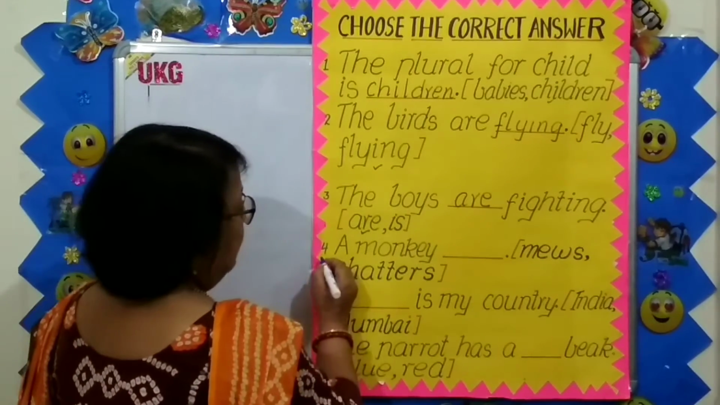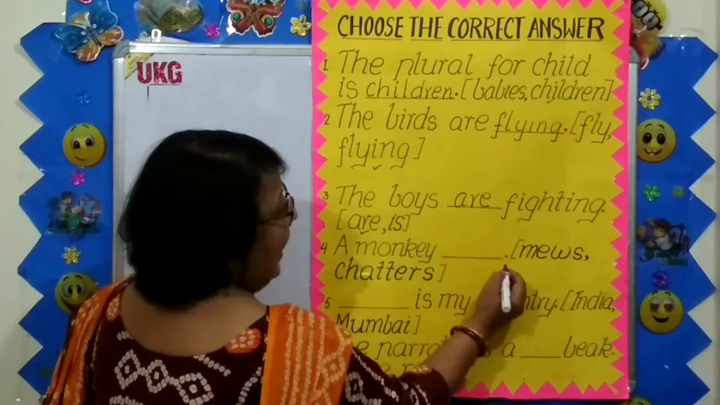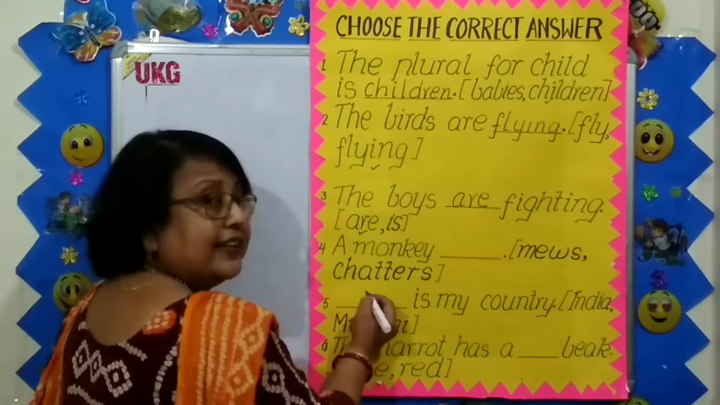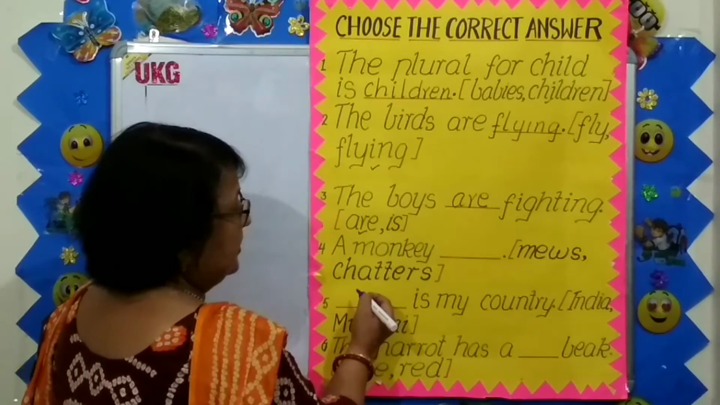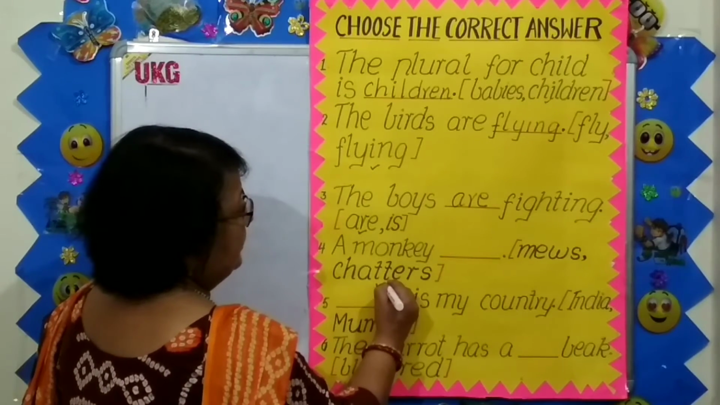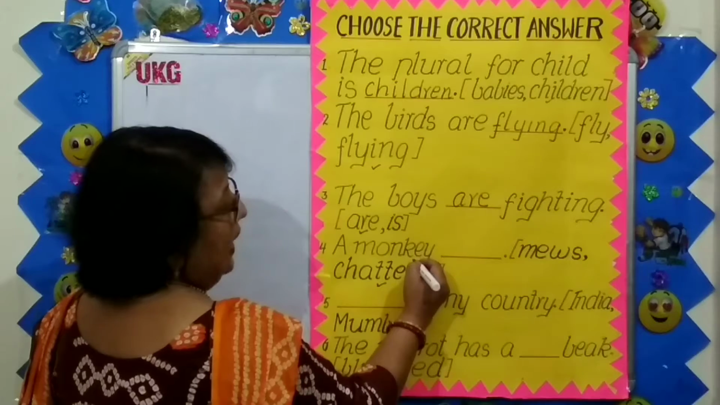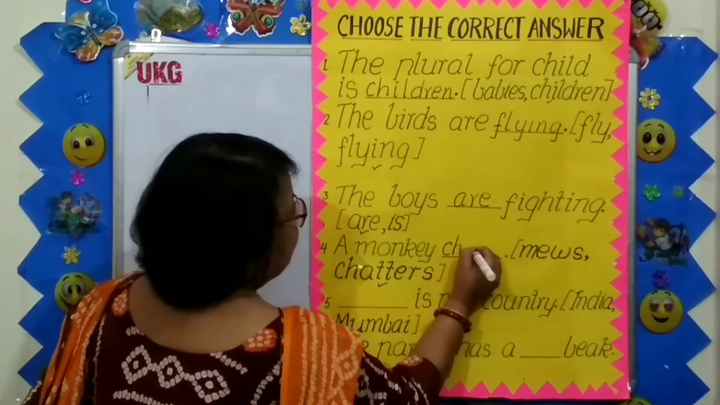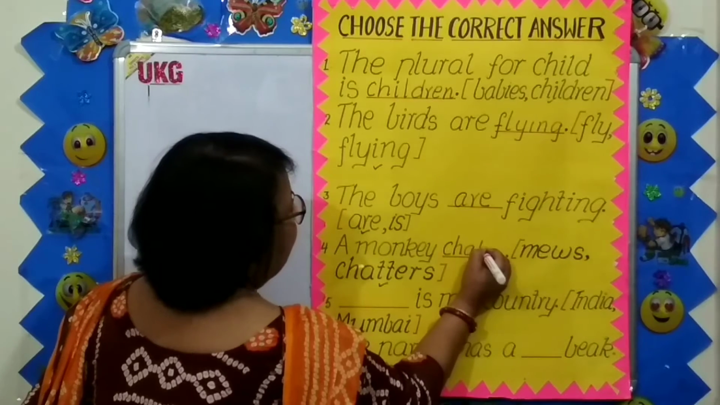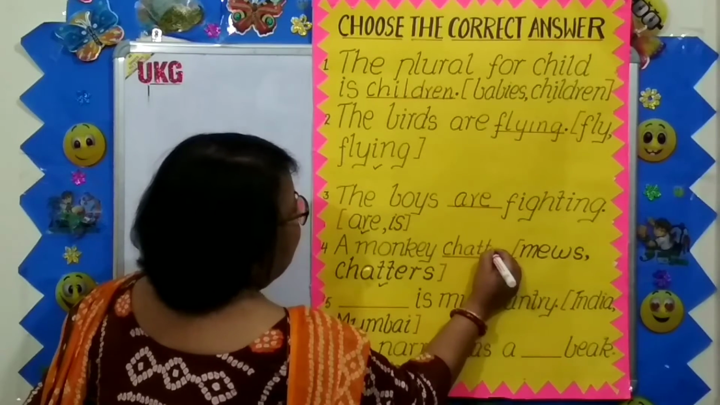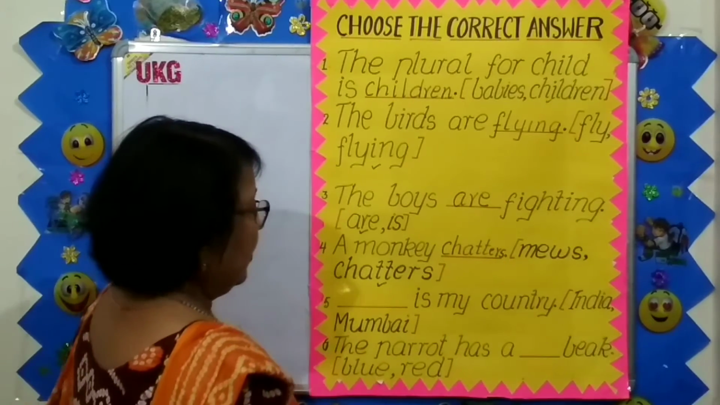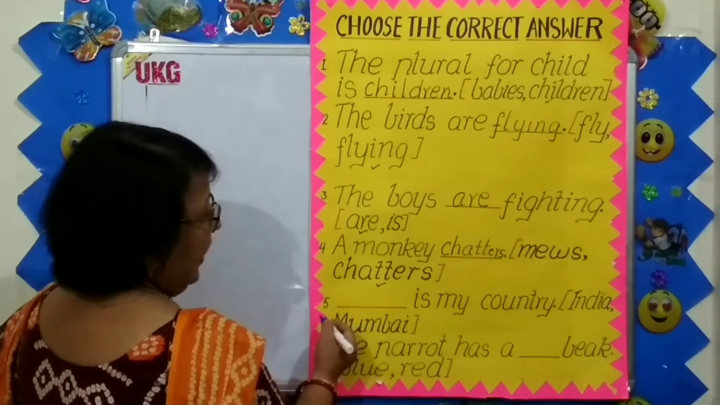Next, number four, a monkey dash. Look within the brackets. Mews and chatters. The correct answer will be chatters. The monkey chatters. C-H-A-T-T-E-R-S.